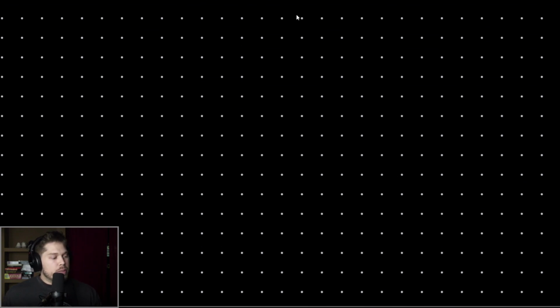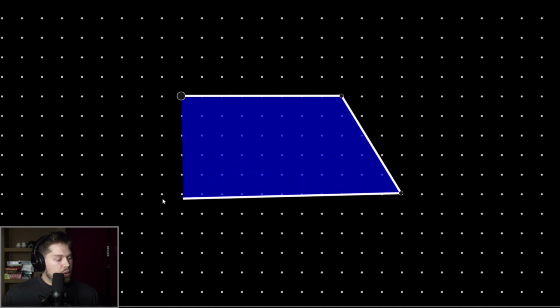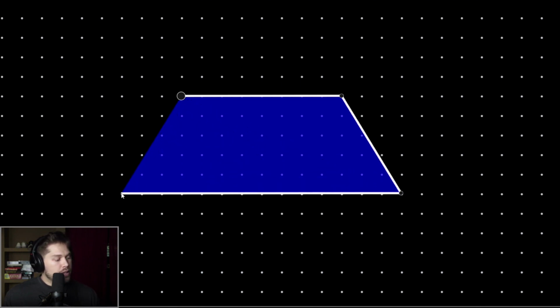Lastly, let's talk about some common problems you may see with trapezoids. So let's draw a trapezoid. Here, one of the most common problems I see, what if we have a problem such as this?